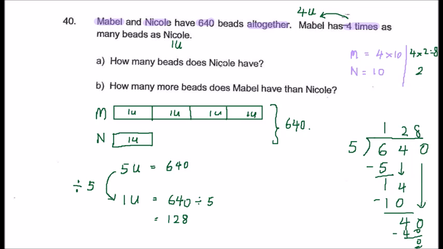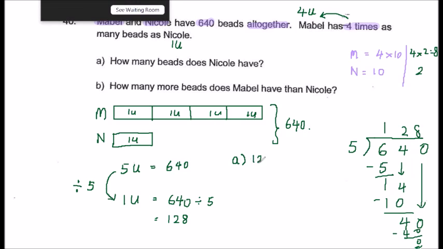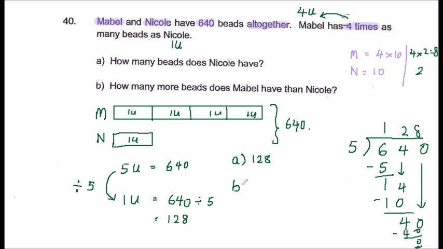So how many bits did Nico have? Can you see that for part A the answer is 128. Then for part B, I have no space to write the statement, I don't write, but you all write on your own later. So how many more bits does Mabel have than Nico?